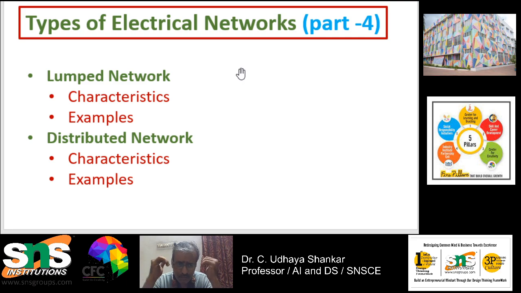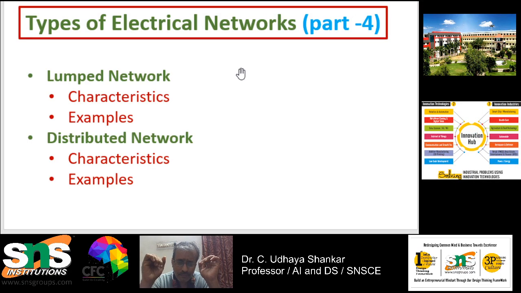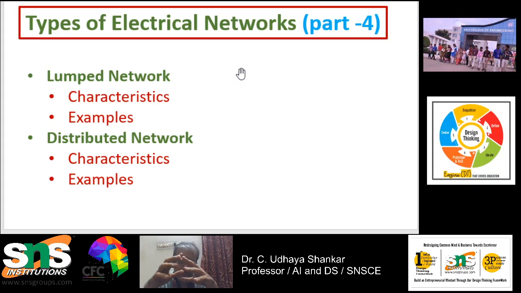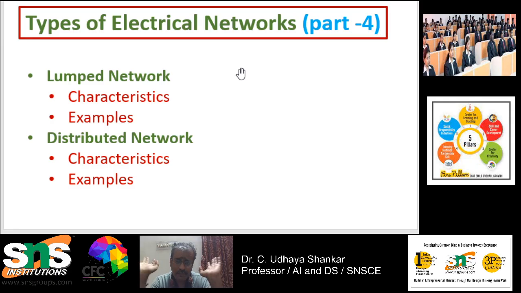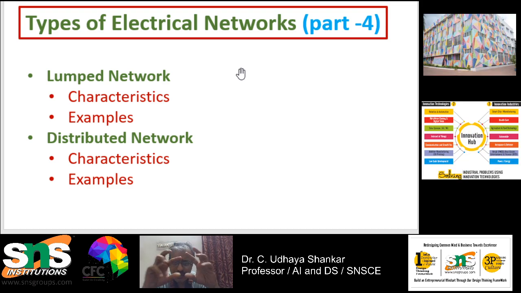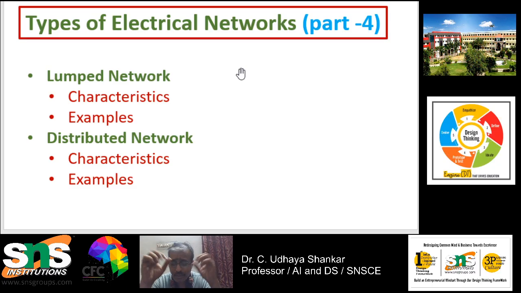In the case of a distributed network, we use a transmission line. In the transmission line, the resistance, inductance and capacitance are distributed along its length. For example, a transmission line can be around 500 kilometers or even 1000 kilometers. The inductance, resistance and capacitance are distributed throughout its length, so they cannot be shown as a separate element anywhere in the circuit. So that is called a distributed network.